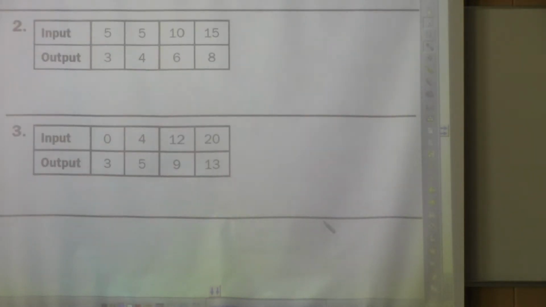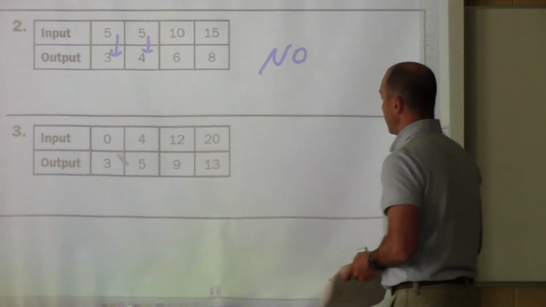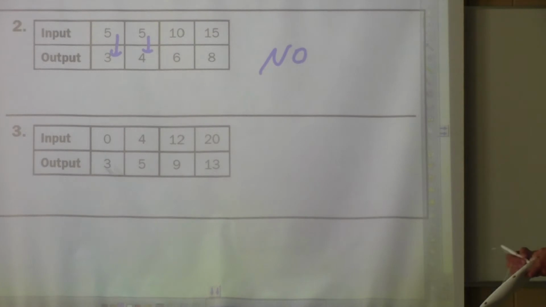How about these checkpoint problems? See if you can take a look and decide, are they a function? Hopefully you see in number 2, if I press 5, it gives me 3, and if I press 5, it gives me 4. There's an input with 2 outputs. That can't happen in a function. And in number 3, every input only has one output. Therefore, yes, this is a function.